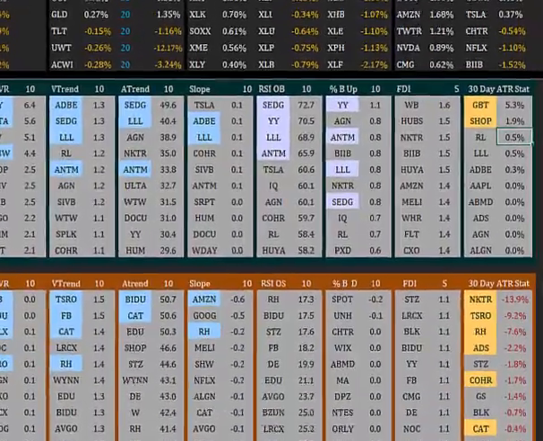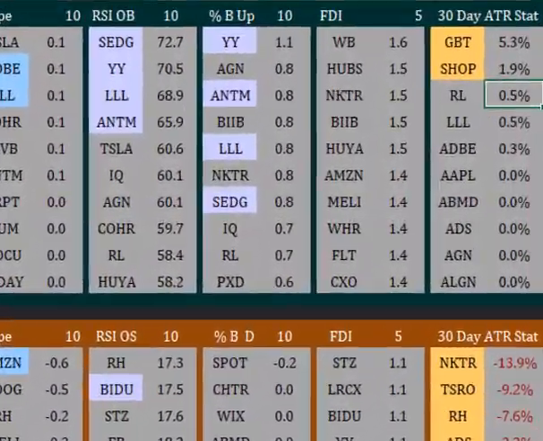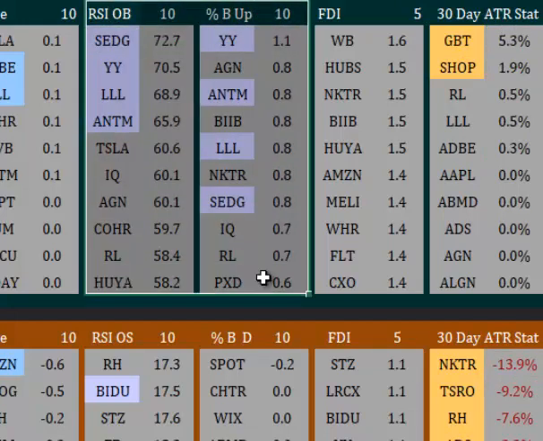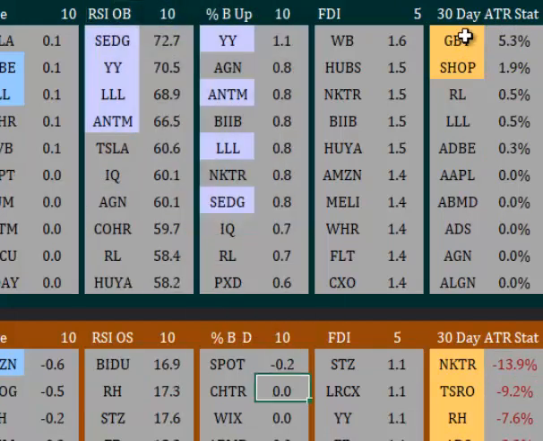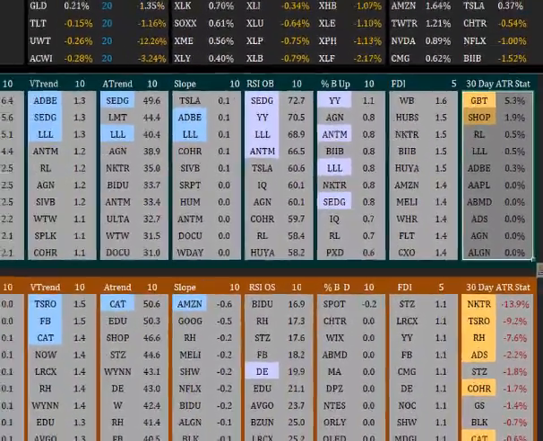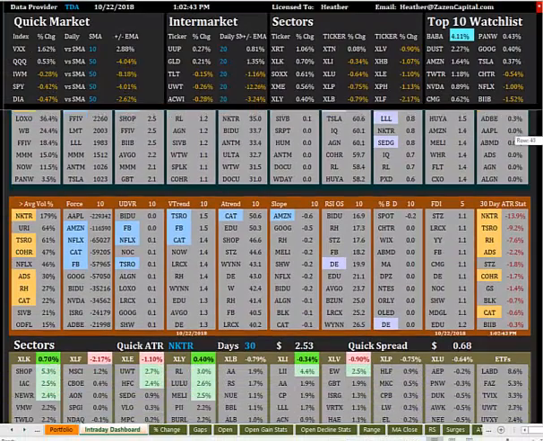30-day ATR statistics: how far above is price beyond the 30-day average true range, or how far below. And you can use this the same way as RSI, overbought, oversold. I can use it to find really strong stocks or really weak stocks. I can also use it to try and time fading the trend or a reversion to the mean. You have to put this stuff in context.